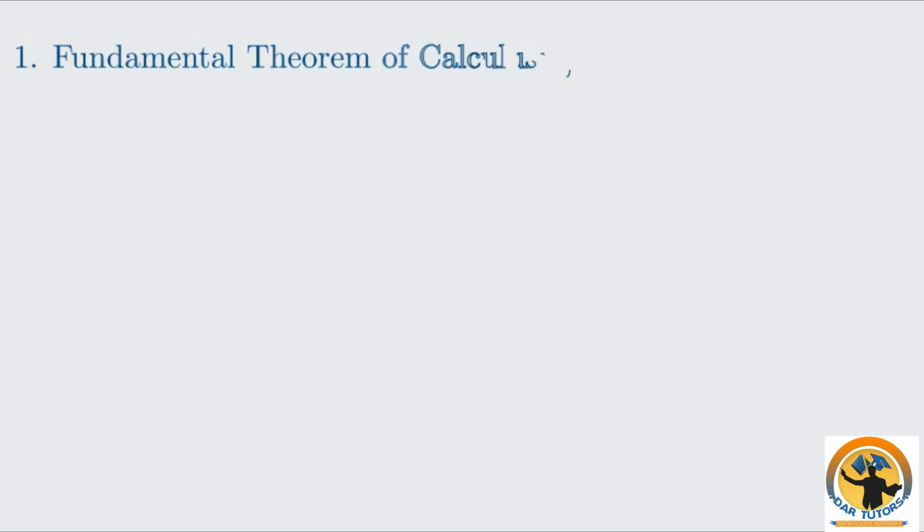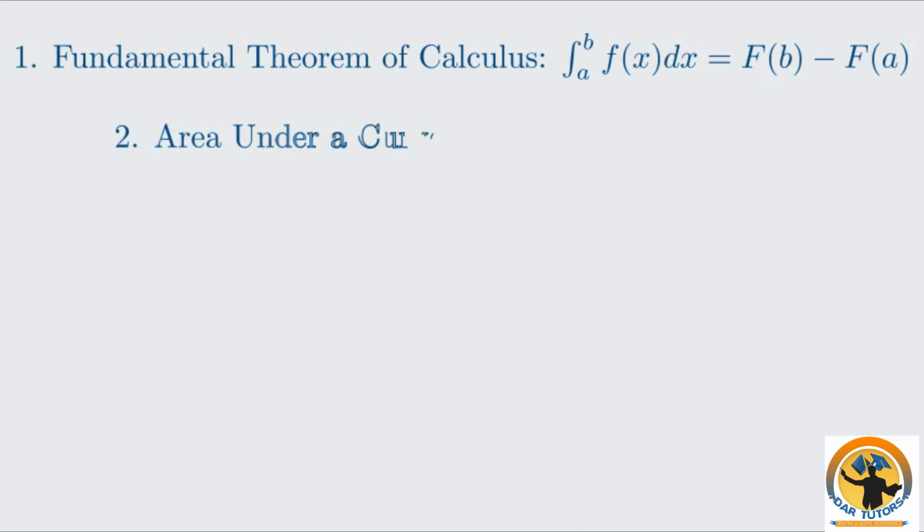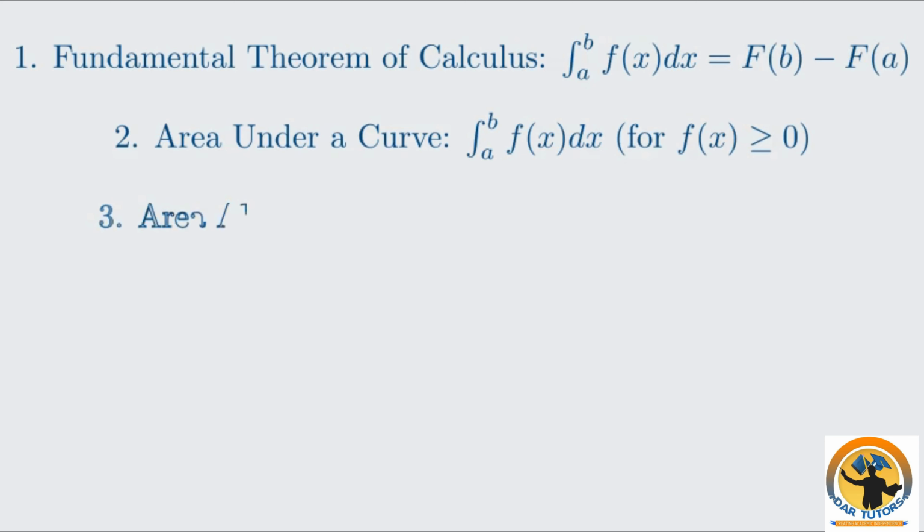Let's recap what we've covered. We started with the fundamental theorem of calculus, which provides a method for evaluating definite integrals. We saw that for definite integrals, it's essential to change the limits of integration when using substitution. We then established that the definite integral of a positive function gives the area under its curve. For functions below the x-axis, we must take the negative of the integral to find the positive area.